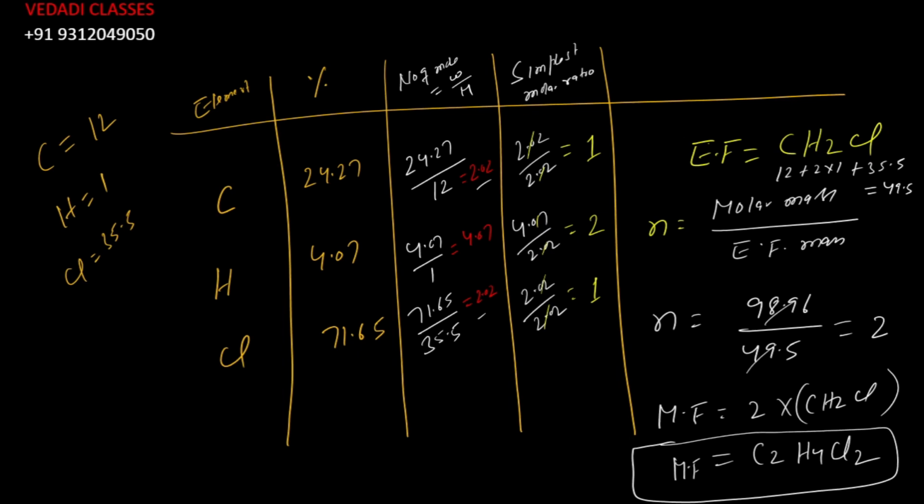Sometimes, if they do not give you the molecular mass, they can give you the vapor density. So if they give you the vapor density, you should know a relationship. Wait a second. If they give you the vapor density of the compound, there is a formula: molecular mass is equal to 2 into vapor density.